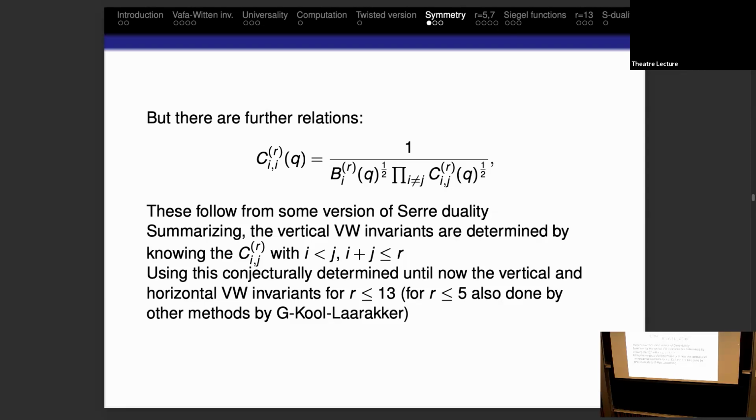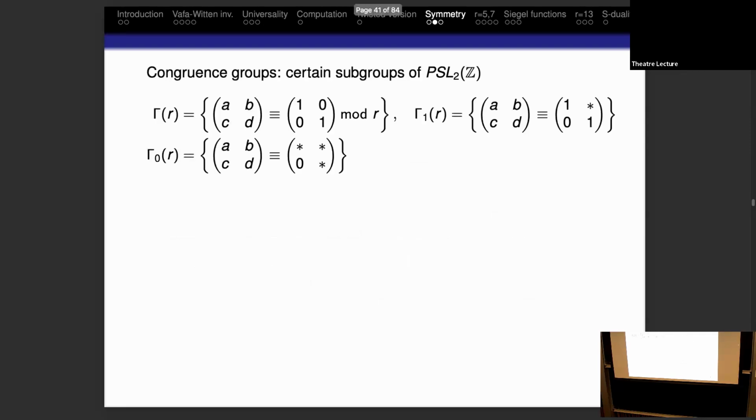Using this, conjecturally, we determined until now the vertical and horizontal Vafa-Witten invariants for rank at most 13. For r smaller or equal to 5, there's an old paper with Pohl and Laarakker where this was done by other methods. Let me talk a little bit about this. This is in terms of modular forms.